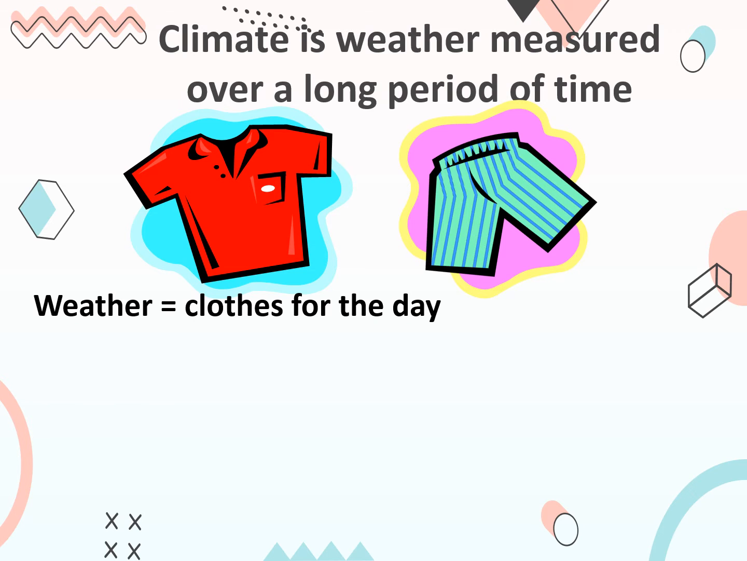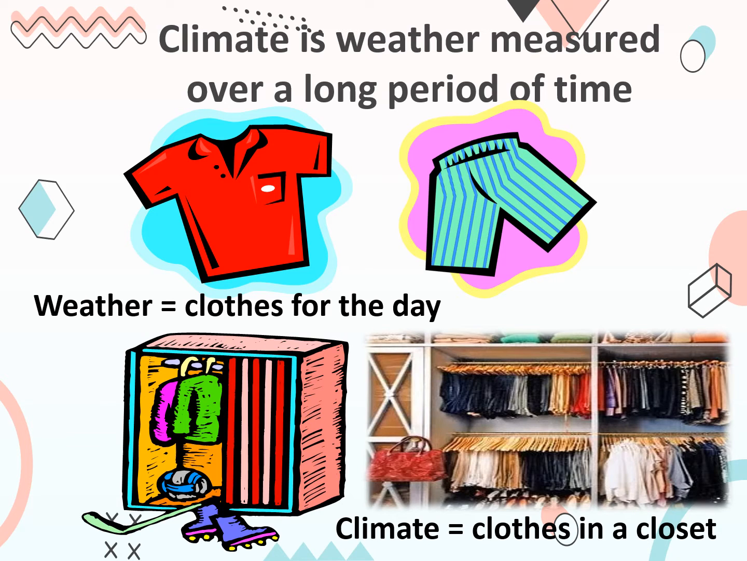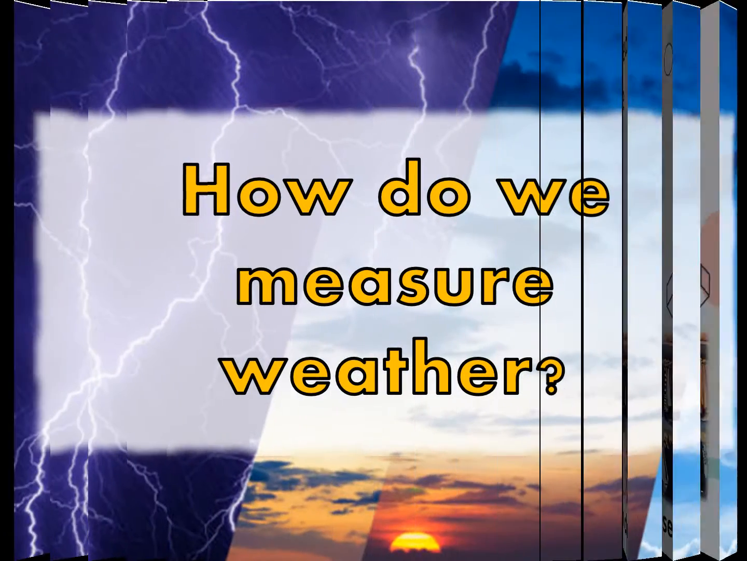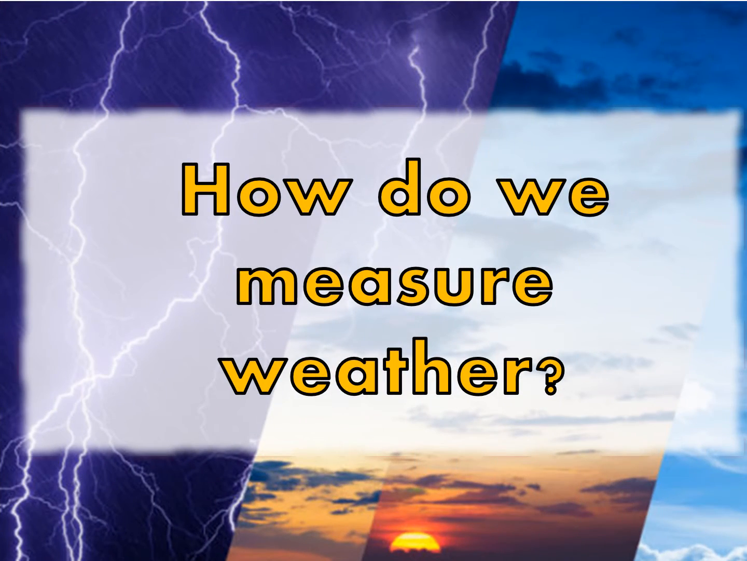In weather, you can change clothes for the day or prepare clothes for the day. Whereas in climates, those are the clothes that you put in a closet. Alright, so how do we measure weather?